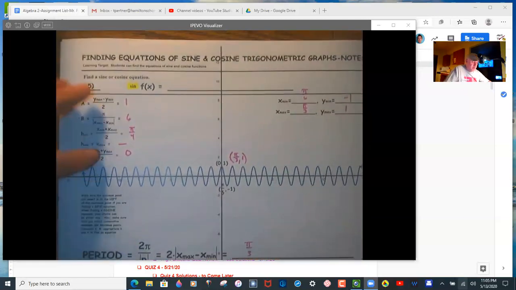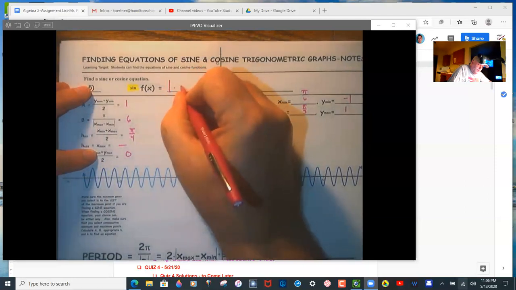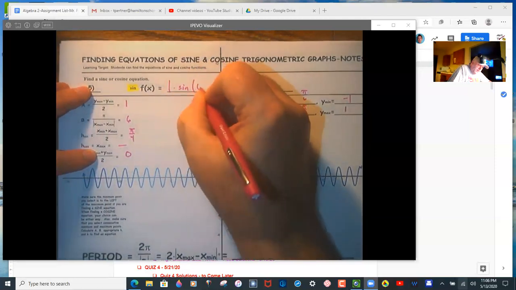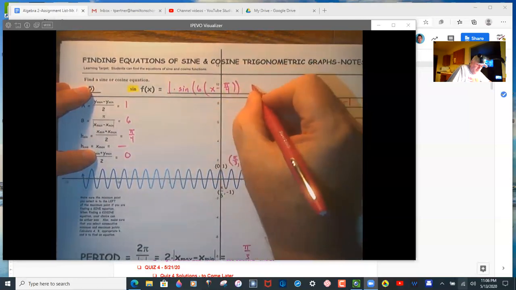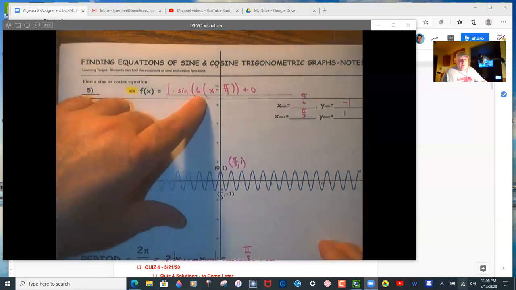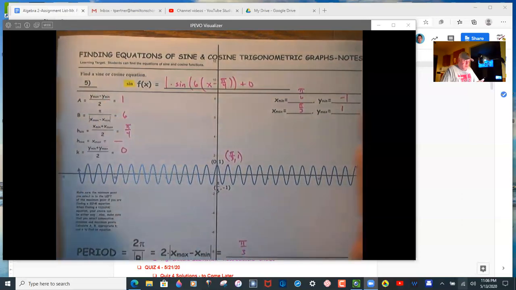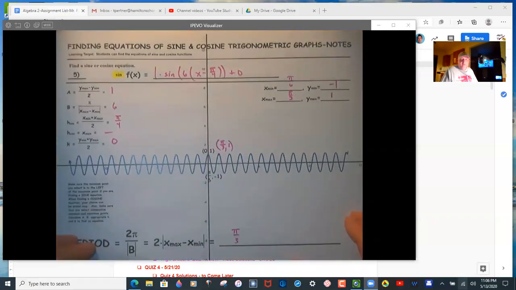All right, so equation time. 1 times sine, that's what we wanted, of 6 times x minus pi over 4, right parentheses, plus 0. So we increase the b value, which I told you scrunches up the graph. It compresses it. In the A, we have a standard amplitude of 1.